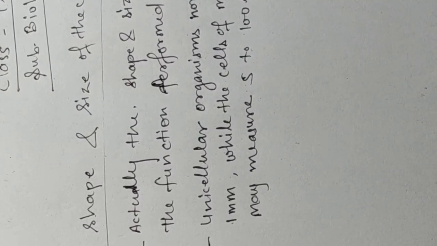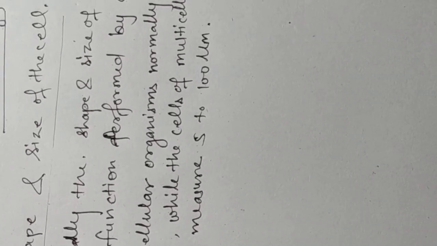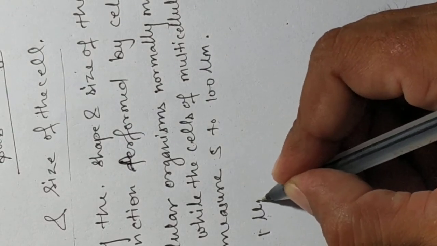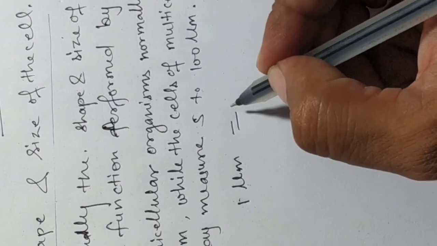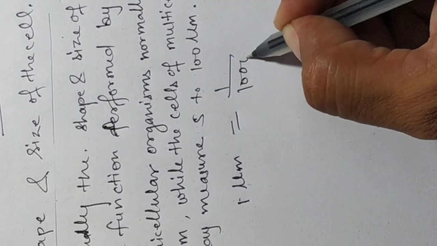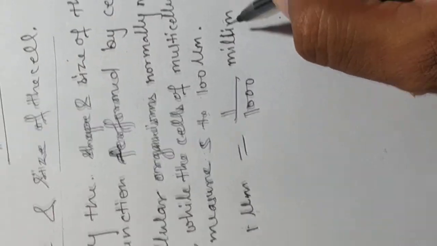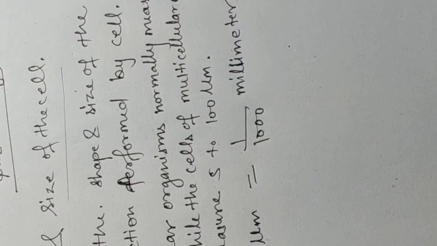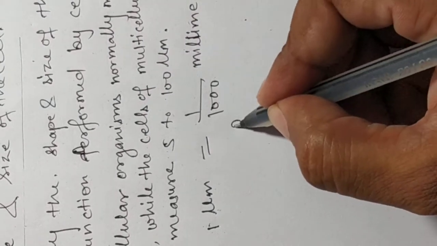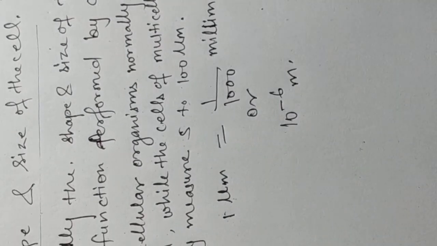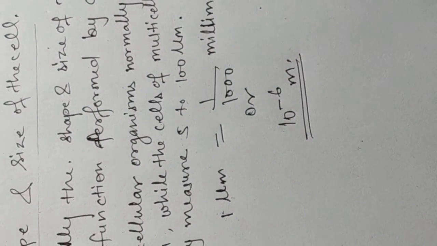Student, you know 1 micrometer is equal to how many meters? You read it in your physics classes, but I derive it here. 1 micrometer is equal to 1 upon 1000 millimeter, or 10 to the power minus 6 meter.